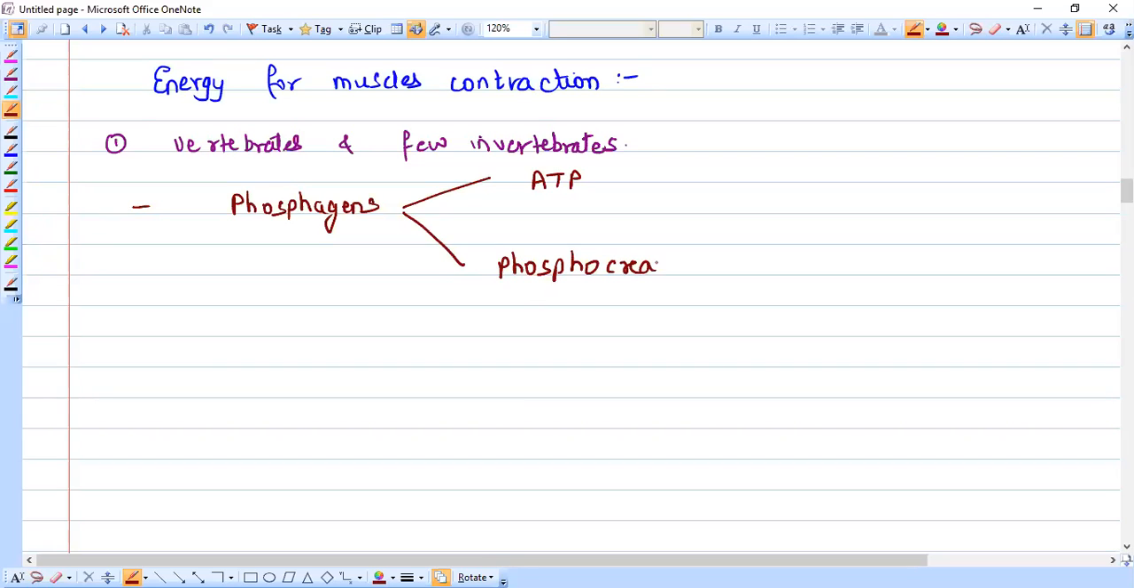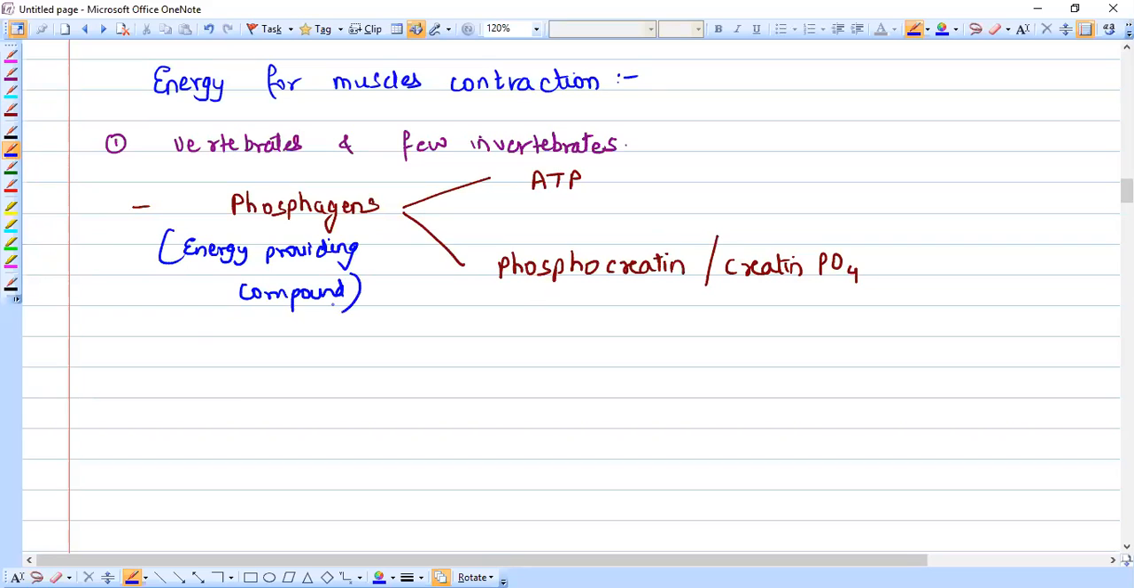It is also going to provide energy. So phosphocreatine, or if you want, you can call it creatine phosphate. What are phosphagens basically? We can say phosphagens are nothing but energy providing compounds, the compounds that will provide energy for us.